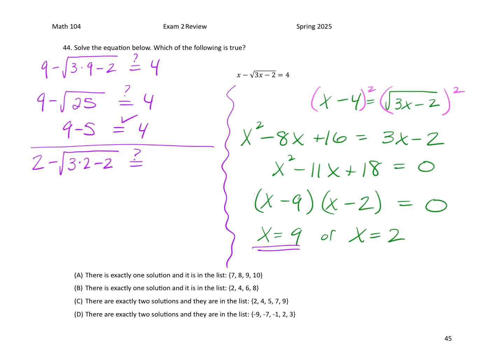Does that equal 4? So 2 minus the square root of 3 times 2 is 6, minus 2 is 4. Does that equal 4? So 2 minus 2 does not equal 4. So 2 is not a solution. That's an extraneous one. So I only have one solution, x equals 9. That shows up here in A.